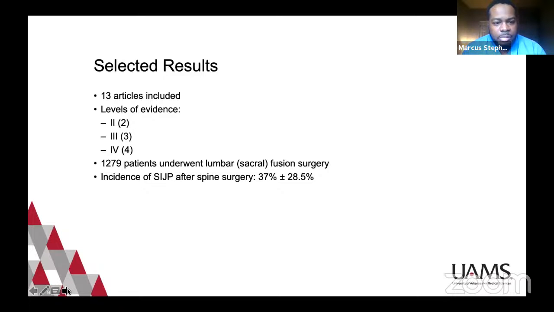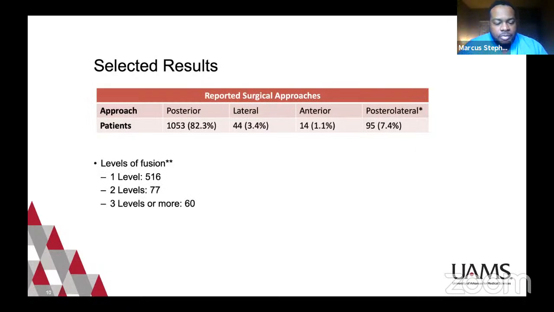Cumulatively, there were 1,279 patients that actually underwent some type of a lumbar or a lumbar sacral fusion. And they found that the incidence of SI joint pain after spine surgery was 37%, plus or minus 28.5%. And I just pulled a few of the different types of results that I thought were important from the article. So they looked at the reported surgical approaches in each one of these studies. And foremost, the most common approach was a posterior only approach, which was 82.3% of patients. There were a few that underwent lateral, which was the next most common at 3.4%, just a small amount in anterior. And then posterolateral was reported in some of these articles.